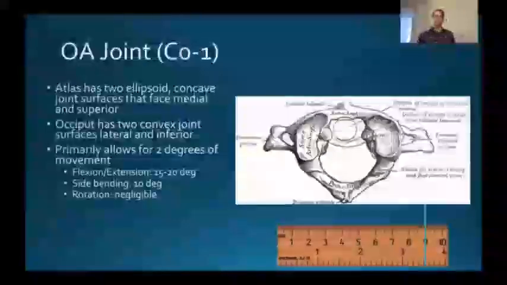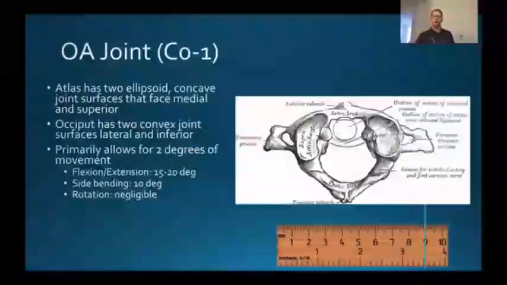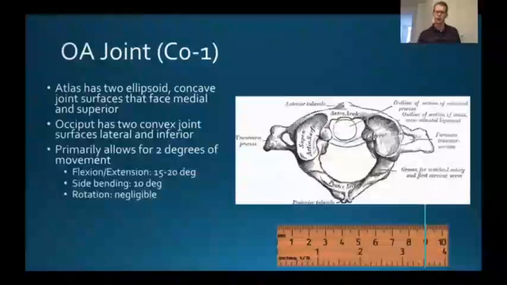Now, this is a little bit different part here. The OA joint and the AA joint have completely different arthrokinematics. And we're going to get into that after a brief talk about the anatomy. First of all, the atlas has two ellipsoid concave joint surfaces that are going to face medial and superior. And that's going to accept the occiput. It's going to match where the occiput's facing. So you can imagine if this is my atlas, these are my big surfaces that are going to accept the occipital condyles.